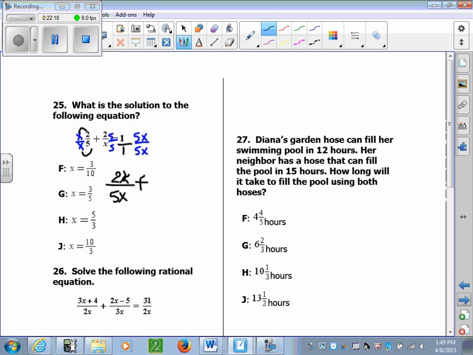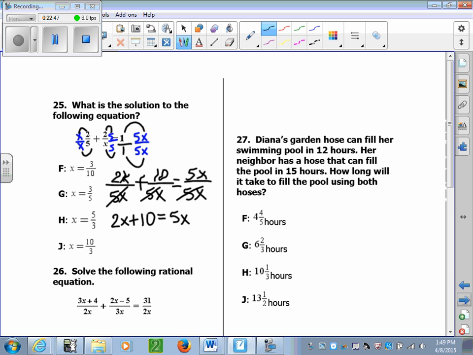Plus sign. Middle fraction, I have 2 times 5, which gives me a 10, over 5 times x, which gives me a 5x. Equal sign. Last fraction, I have 5x times 1, which gives me a 5x, and 5x times 1, which gives me a 5x. Great, now I'm solving an equation, so I can go ahead and flatten the problem now that all my denominators match. That leaves me with a 2x plus 10 equals 5x.